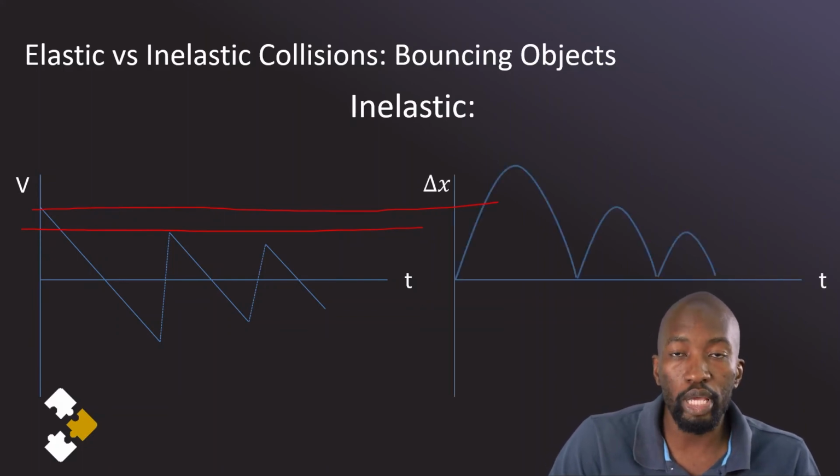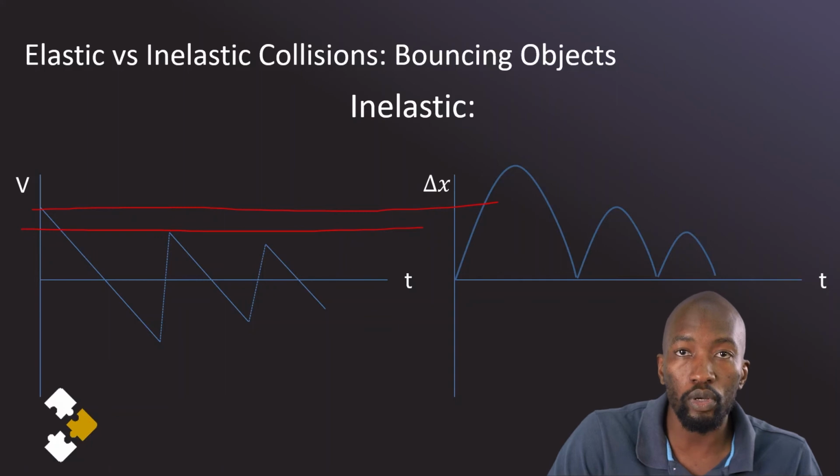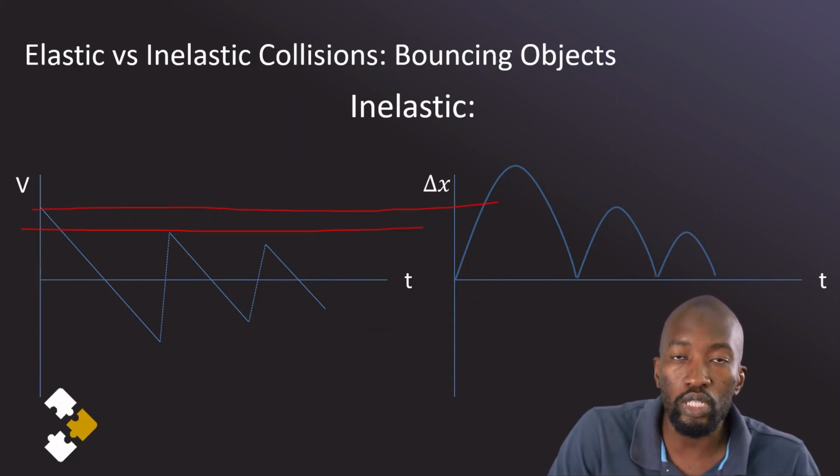Then let's look at its displacement versus time graph. That's what it would look like because we're losing energy. So the velocity becomes smaller and smaller. If the velocity is smaller, the less distance traveled after every single bounce.